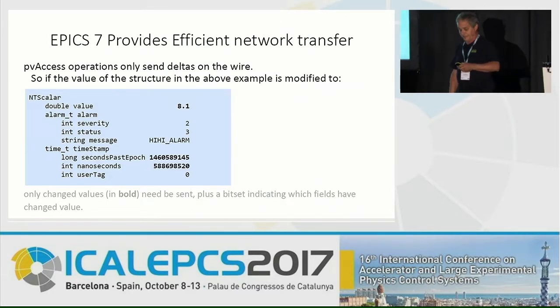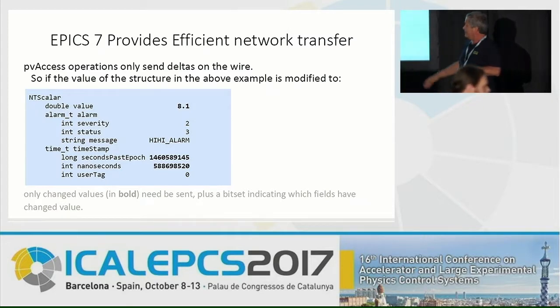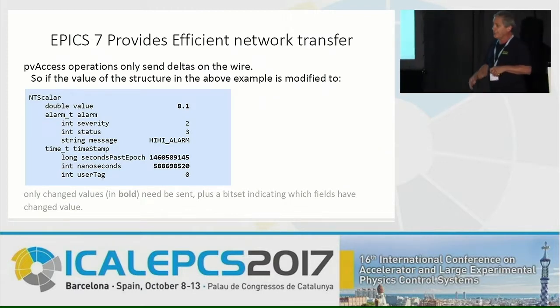So it provides efficient network transfer, right? We've always been about efficiency and performance. So now if you monitor a signal with all of its related metadata, only the things that change will get transferred. So in this case where the timestamp and value are changing, but the alarm condition is not, the only things that go across the wire are the value and the timestamp.